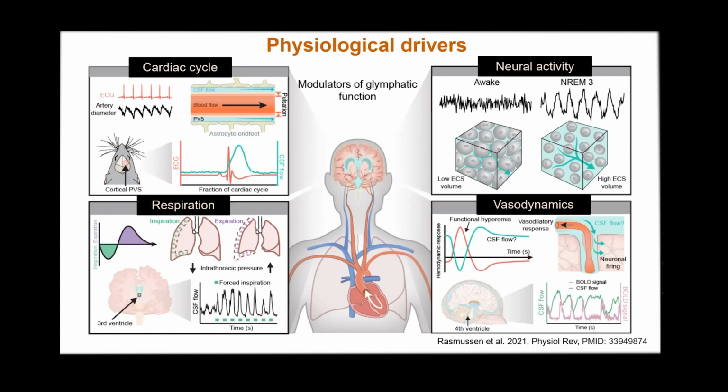The fourth is, as I mentioned earlier, arterial pulsations. Cerebrovascular pulsations, they drive the perivascular CSF flow. And this has been shown and studied well with correlating it with the BOLD signal.